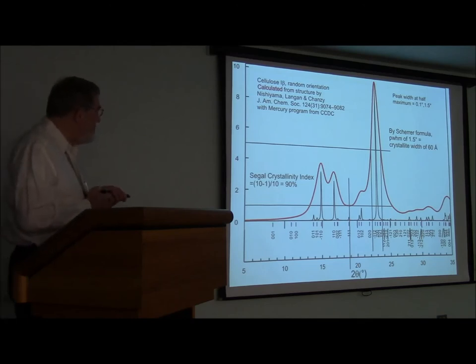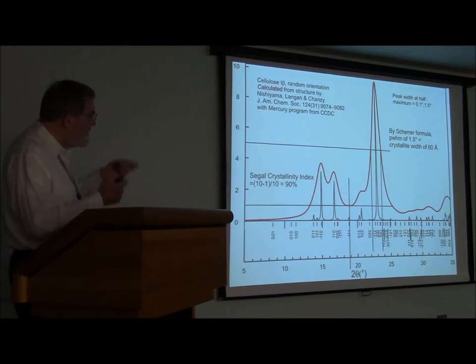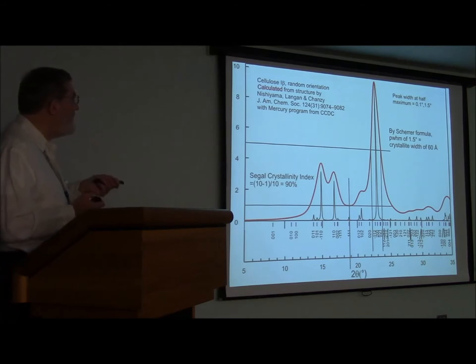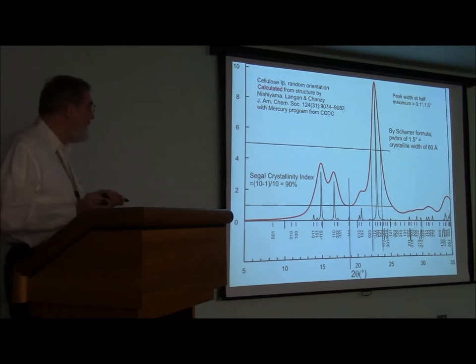Here it's exemplified. So to do the Segal crystallinity method, here's the intensity at about 18 degrees 2 theta on this x-axis here. And here's the maximum intensity. So this value is 10,000 on this scale. It's a calculated diffraction pattern. This value is about 1,000 on this scale. So 10,000 minus 1,000 is 9,000, divided by 10,000 is 90% crystallinity. So that's pretty easy to get that value. It's that quick and that fast.